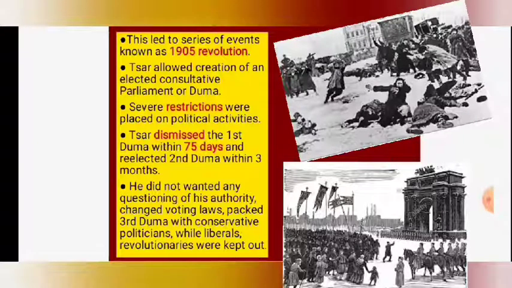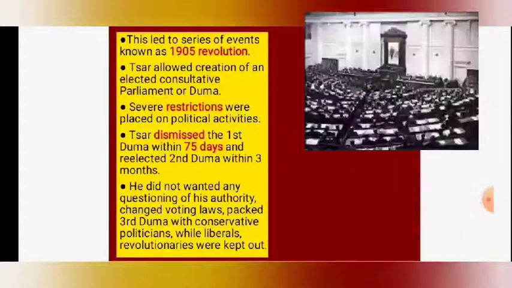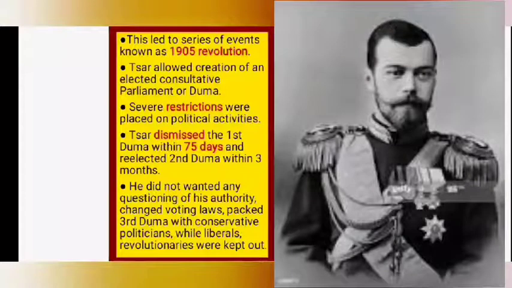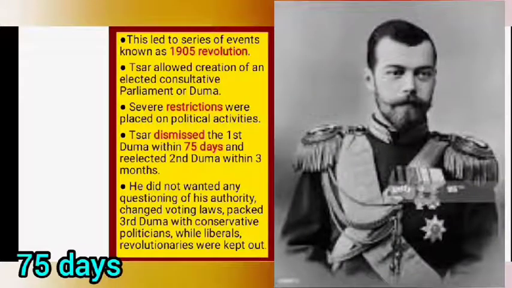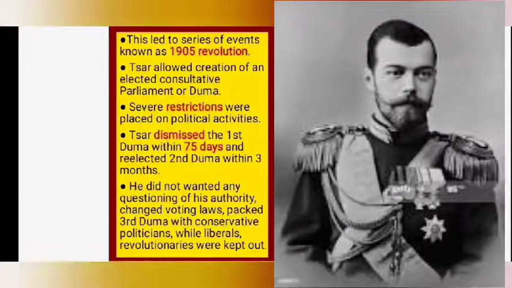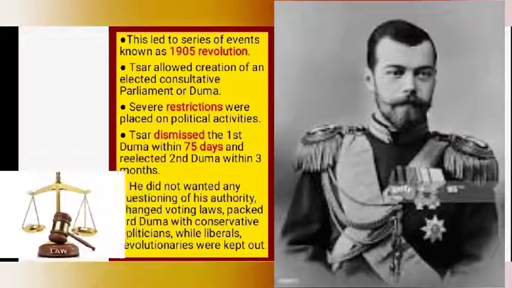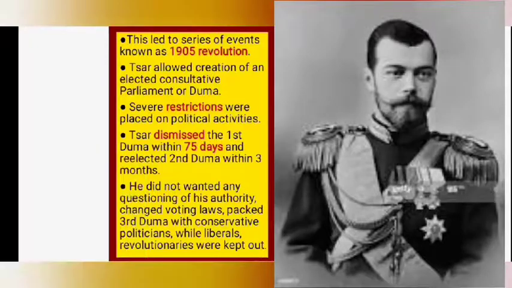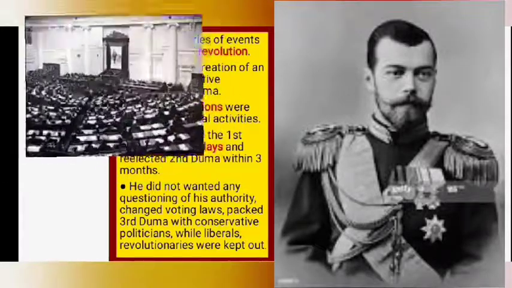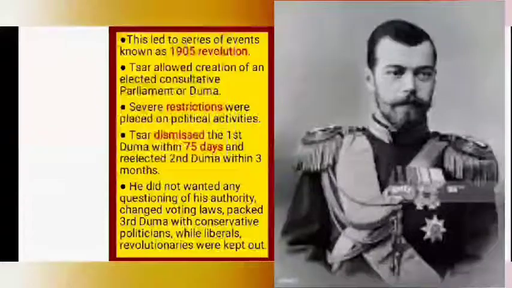The Tsar allowed creation of an elected consultative parliament or Duma. Several restrictions were placed on political activities of the common masses. The Tsar dismissed the first Duma within 75 days and re-elected a second Duma within 3 months. He did not want any questioning of his authority. He changed voting laws and packed the third Duma with conservative politicians, while liberals and revolutionaries were kept out.